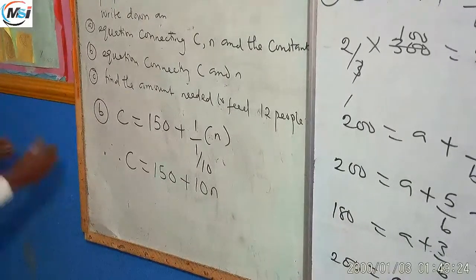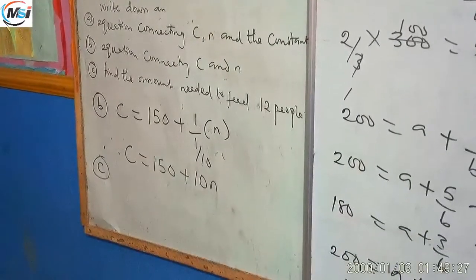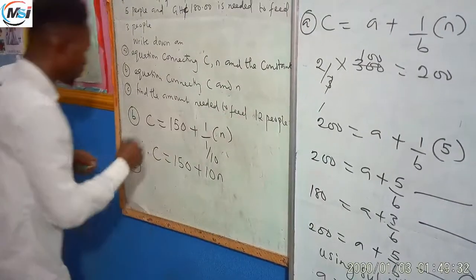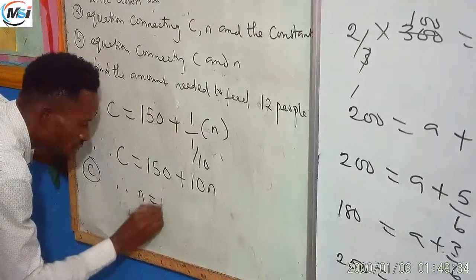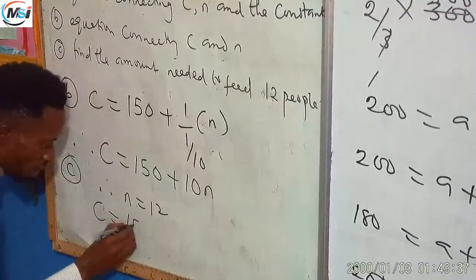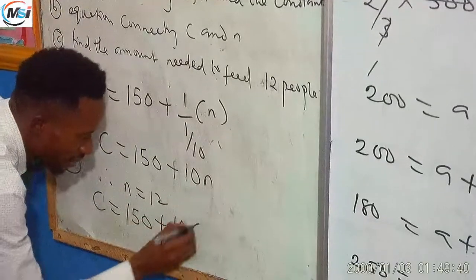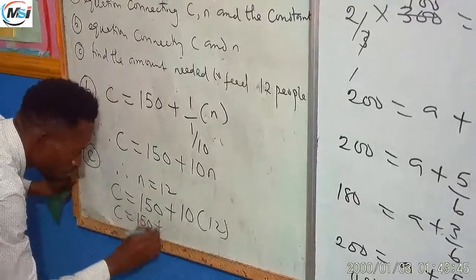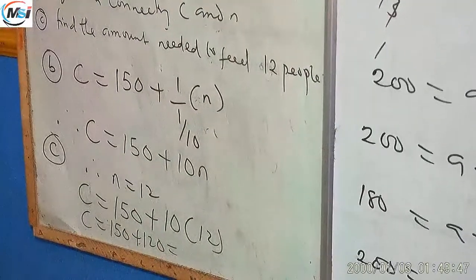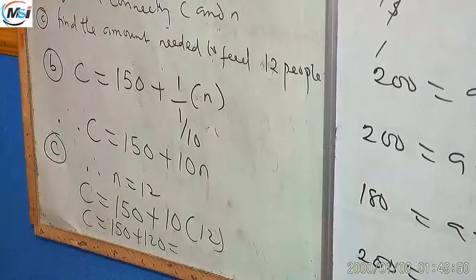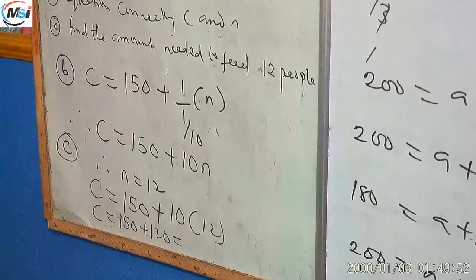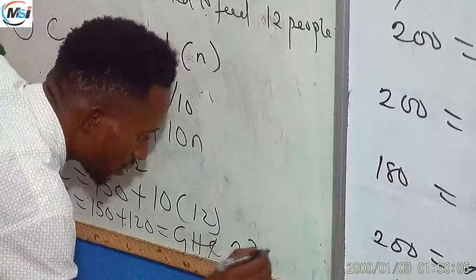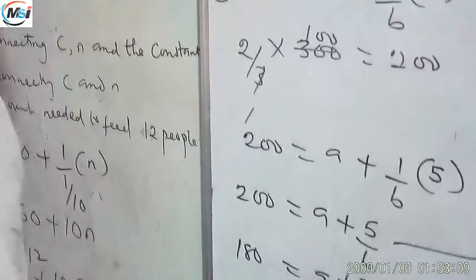Alright, so for the last one, which is C, find the amount needed to feed 12 people. In this case, N is equal to 12. Then C is equal to 150 plus 10 times 12. So you have C is equal to 150 plus 120. If you add that very well, you are going to have 270 Ghana cedis. I believe you understand very well.